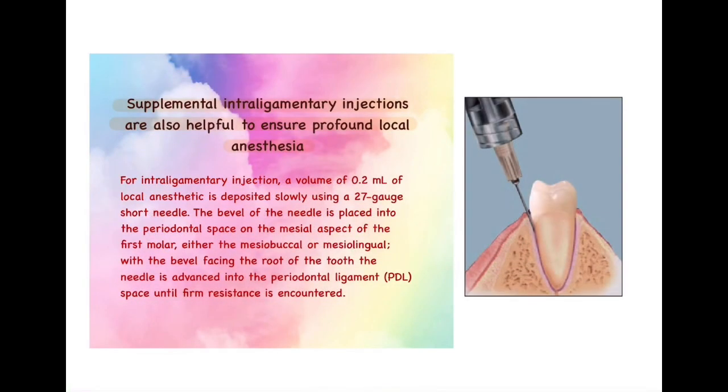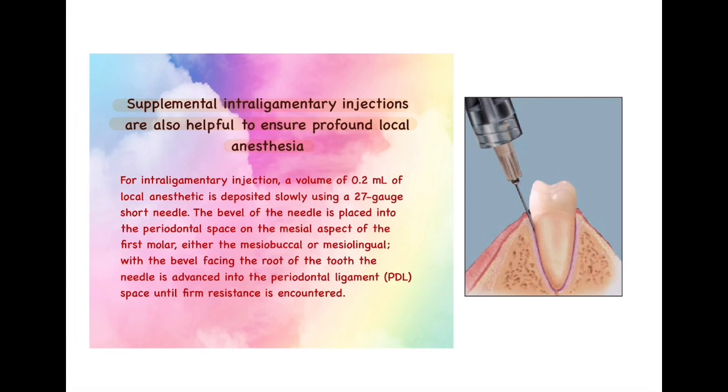So our next technique would be supplementary intraligamentary injections, right? For this intraligamentary injection, we need a volume of about 0.2 ml of LA, and this is deposited slowly using a short needle. Here the position of the needle is important as we need to inject it within the PDL space. So the bevel of the needle is placed into the PDL space on the mesial aspect of the first molar if that is our affected tooth.